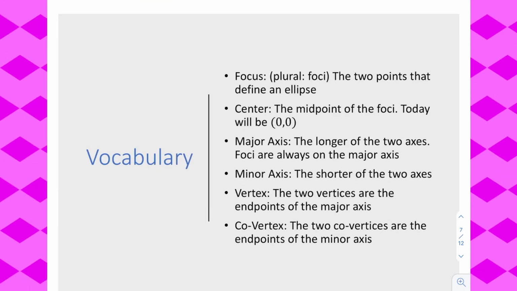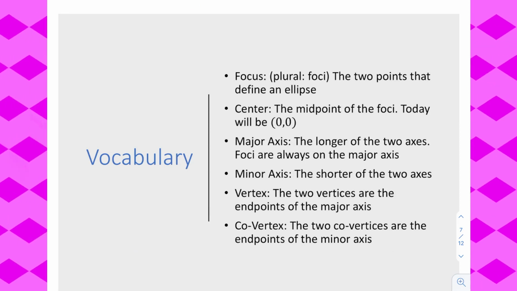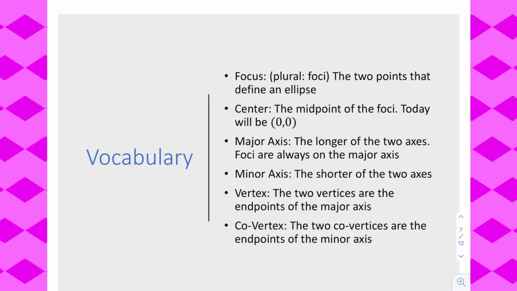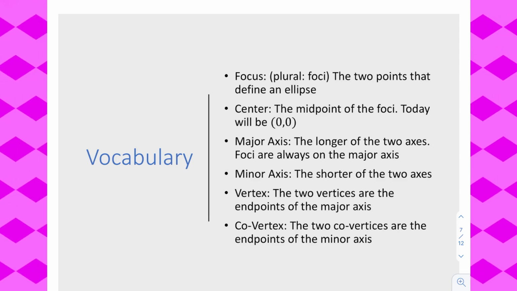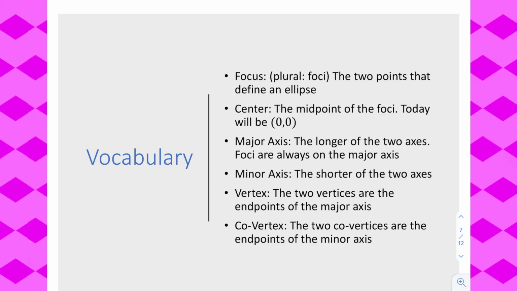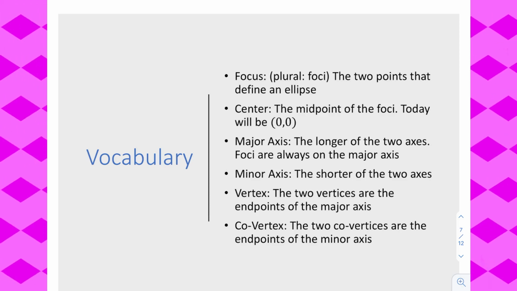All right, so a little vocabulary. There's a couple of special names for each of the points. The two foci, where those push pins went in, are called the focus points. Those define an ellipse. The center is the midpoint of the two foci. For this lesson, it will always be 0, 0.